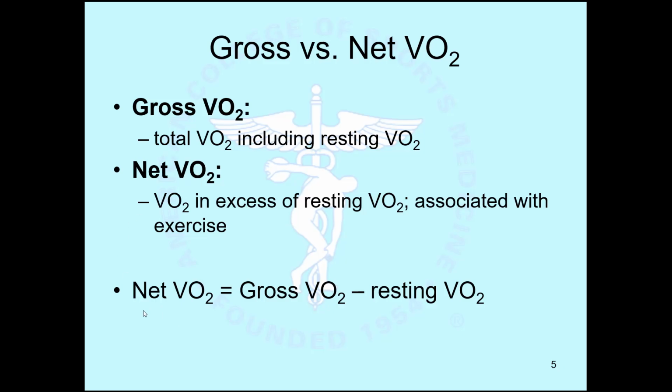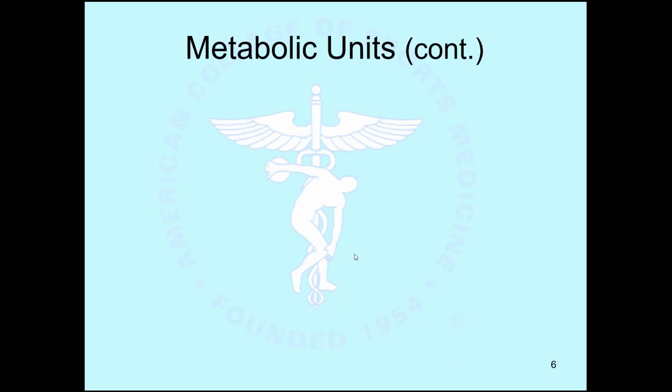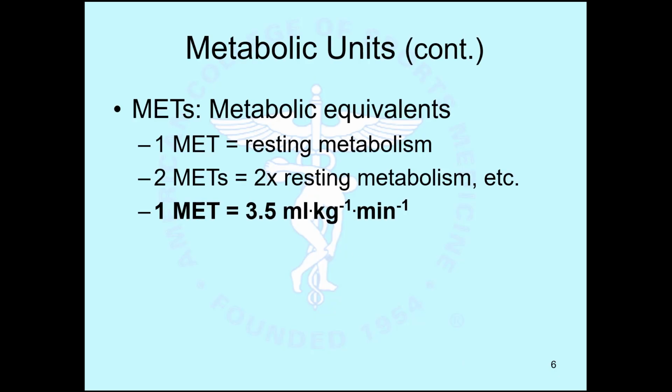So, simple equation, the net oxygen consumption is gross minus the resting oxygen consumption. So as far as metabolic units go, I just wanted to bring up this concept of METs, or metabolic equivalents. You've probably heard this before, but it's pretty simple. 1 MET is supposed to be your resting metabolism. 2 METs is 2 times your resting metabolism. 10 METs would be 10 times your resting metabolism, and so forth.